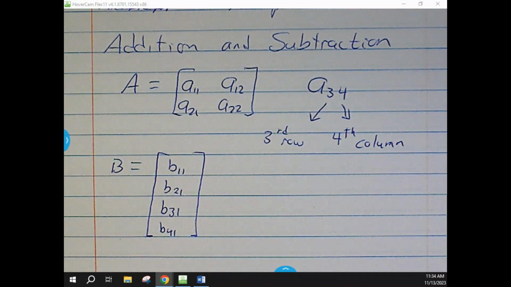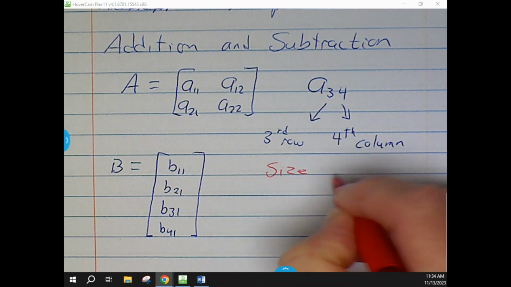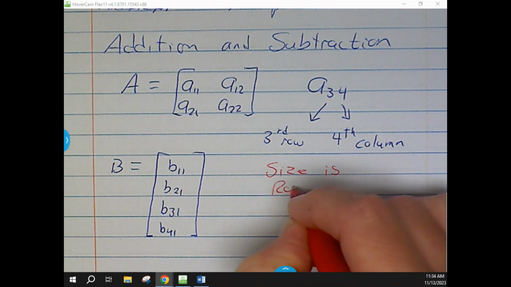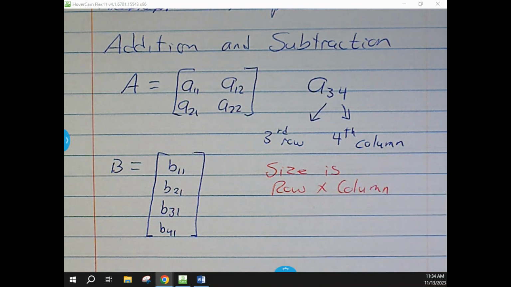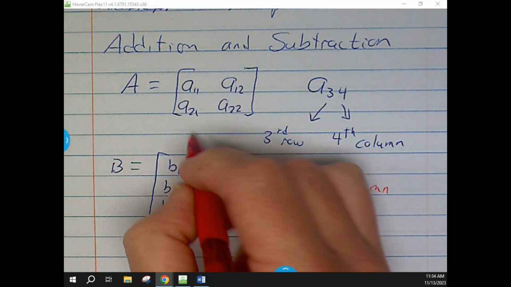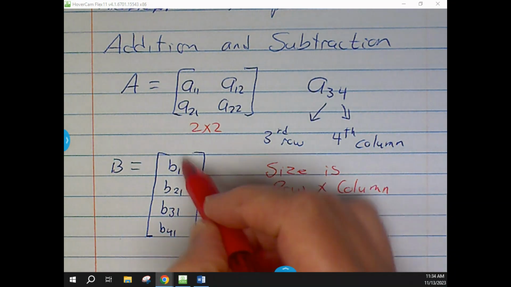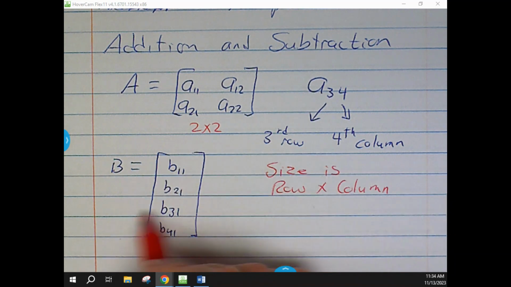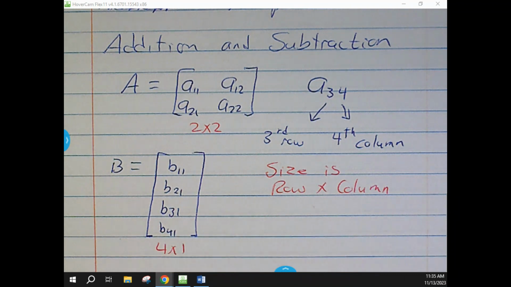The big thing when you're doing these is you've got to be able to figure out what size the matrix is. When you talk about the size, it's the rows by the columns. This one's easy because you've got two rows and two columns, so this would be a 2x2 matrix. For this one, you only have one column, but you have 1, 2, 3, 4 rows, so this would be a 4x1 matrix.